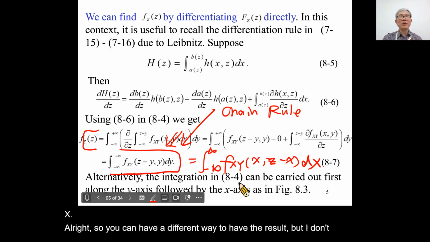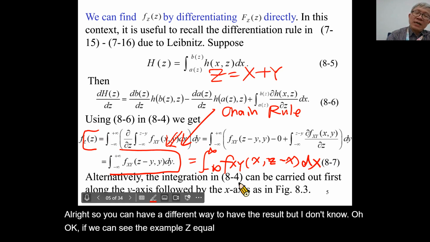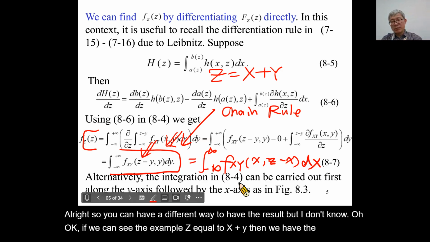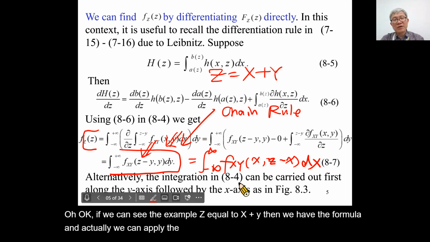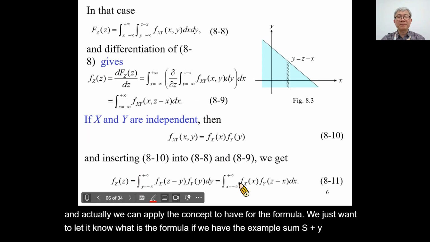If we consider the example, z equal to x plus y, then we have the formula. And actually, we can apply the concept to have the formula. We just want to let you know what the formula is if we have the example, the sum x plus y, then we have the formula.